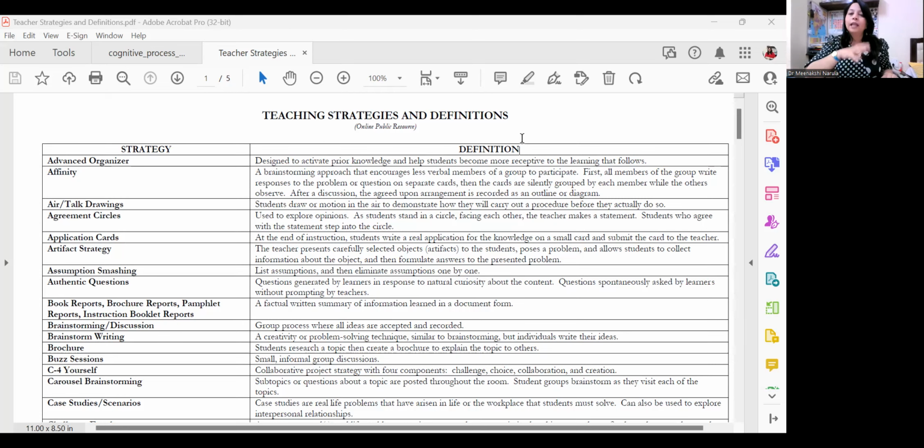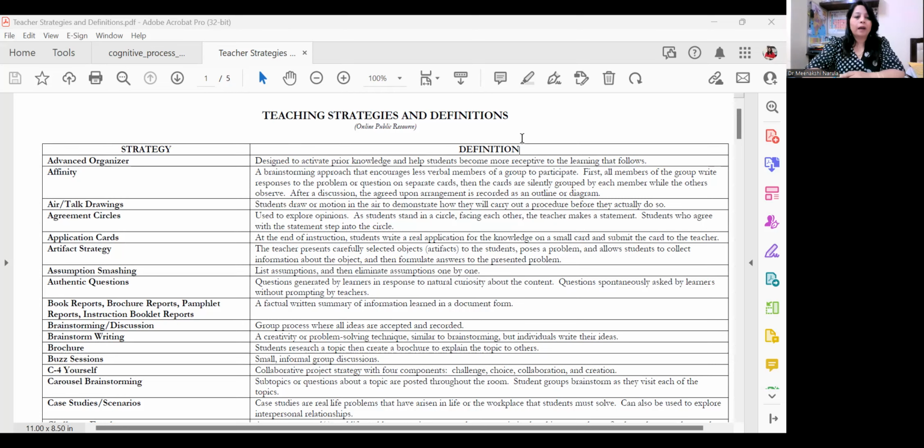On those papers, they have to mention what the application of their learning is, how they will be using their given knowledge in daily life. So they have to share the same in that paper, and they'll be submitting the papers to the teachers. This can be used as an exit ticket activity as well.